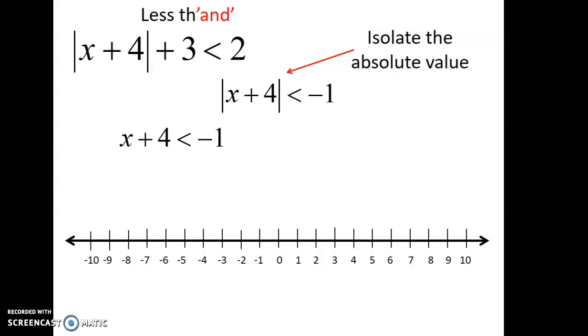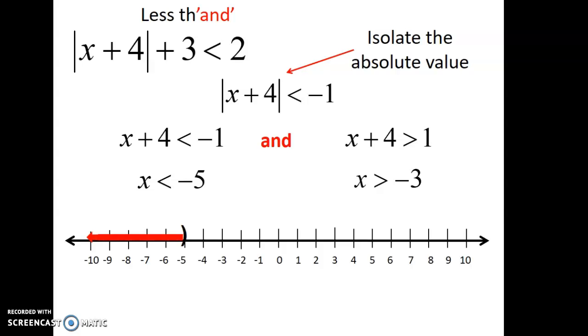Our first inequality is x plus 4 is less than negative 1. Then we have x plus 4 is greater than 1. So we solve these both by subtracting 4. We end up with x is less than negative 5, and x is greater than negative 3. To graph this, we're going to have a parenthesis at negative 5 going to the left, and a parenthesis at negative 3 going to the right.